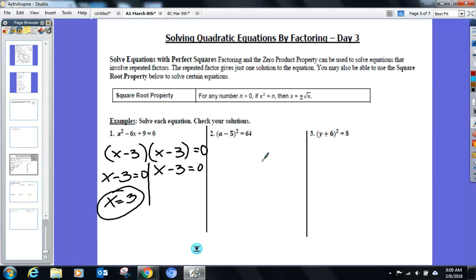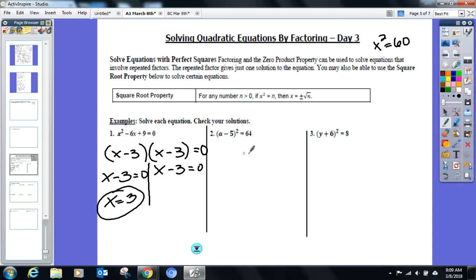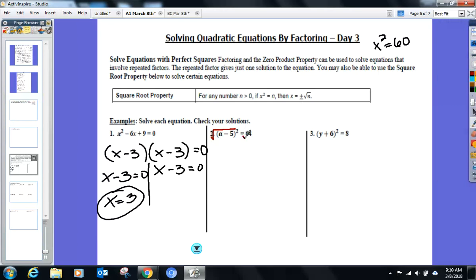Do you know how to get rid of a squared? Like if I had x squared equals, I'm just making up a random number here, 60. Anybody know how you get rid of that squared? You take the square root. So we are at that point, yes? You can do the same thing here. You want to get rid of that squared and get the a minus 5 by itself. You can take the square root of both sides.